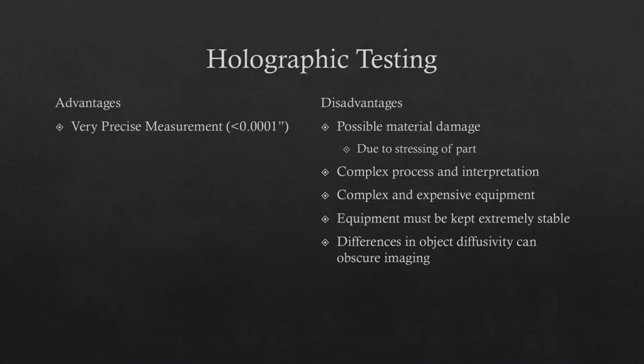The equipment is very complex and expensive. It has to be kept extremely stable, because you're measuring such small things and you're using light. You can imagine slight vibrations or movements can throw off that light phasing a little bit. And one thing we do have is differences in object diffusivity, right? How it reflects light can cause problems with this as well and obscure the image.